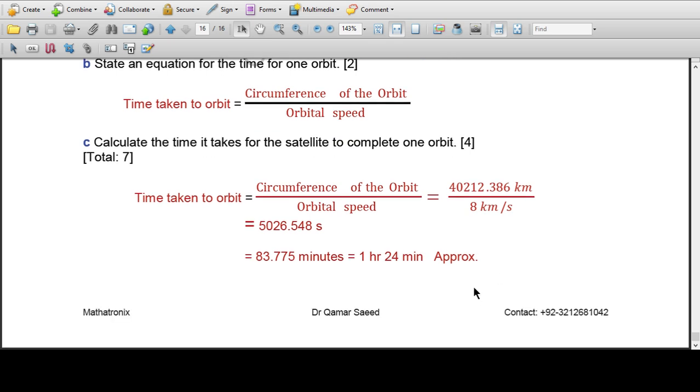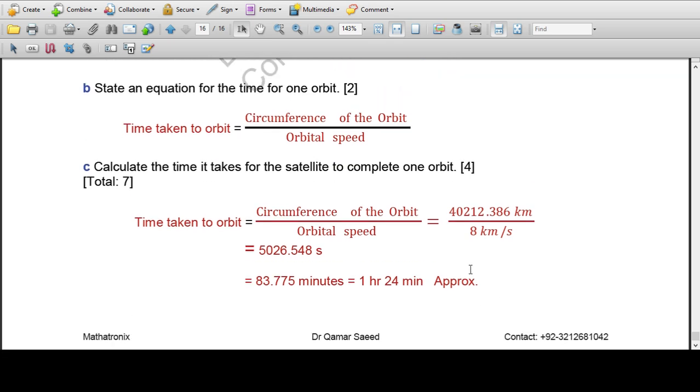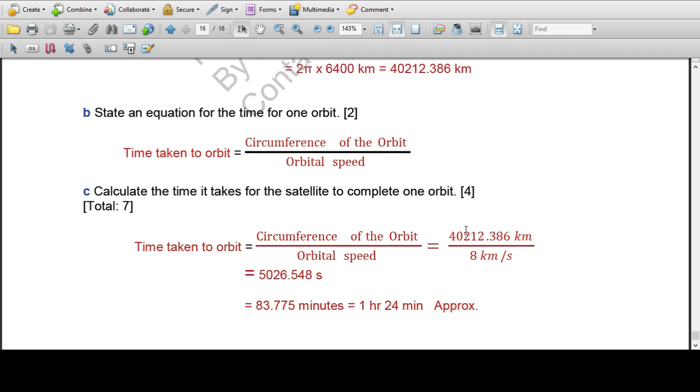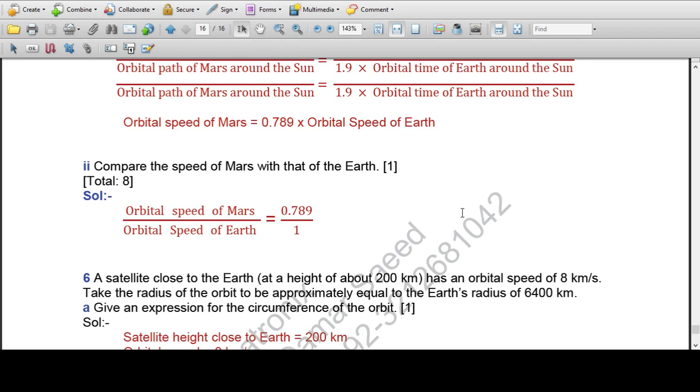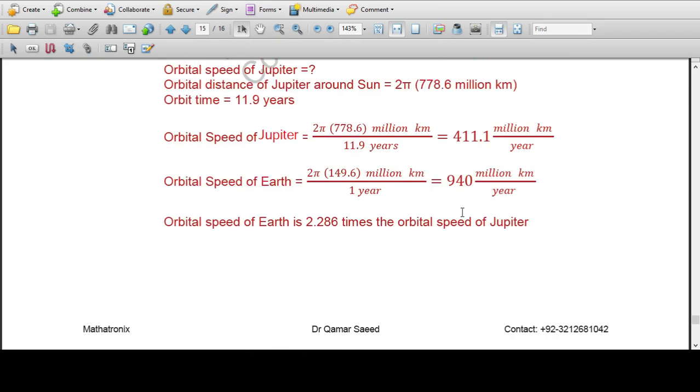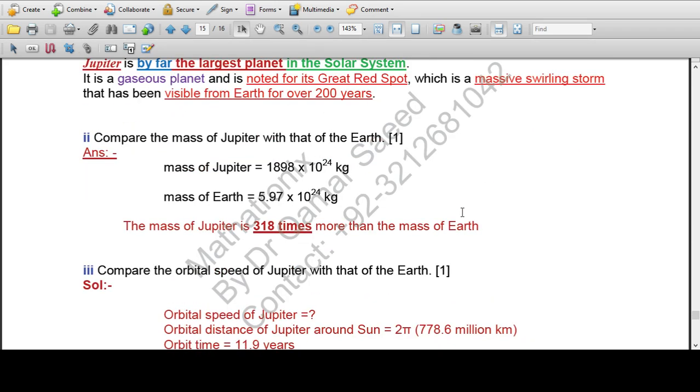So that's all for this section 6.1, Earth and Solar System. In the next session we'll discuss section 6.2 about the next topic.